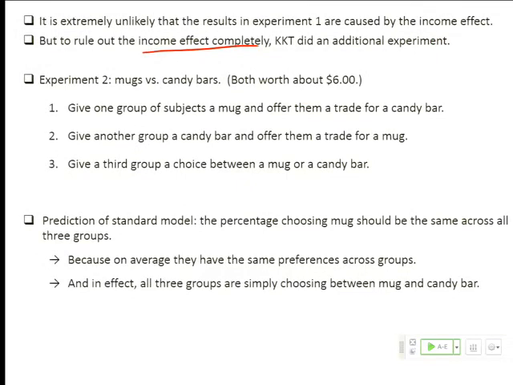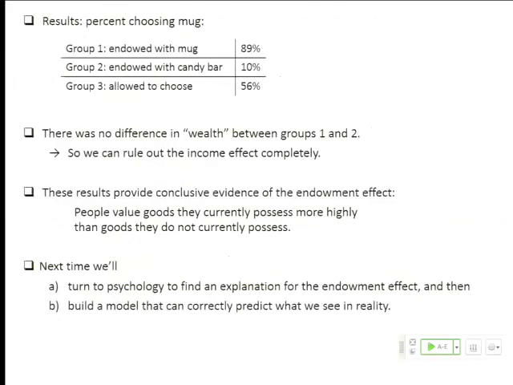Now, it's not obvious that half the people in either of these groups should be willing to trade, but it certainly is the case that if these are randomly divided groups, the number of people who want a mug should be the same in each group, and the number of people who want a candy bar should be the same in each group, right? Not the case, as I'm sure you can guess. In group 1, which were the group that was endowed with a mug, 89% of them chose to keep it. In the group that was endowed with a candy bar, 10% of them chose the mug, which means 90% wanted to keep the candy bar.